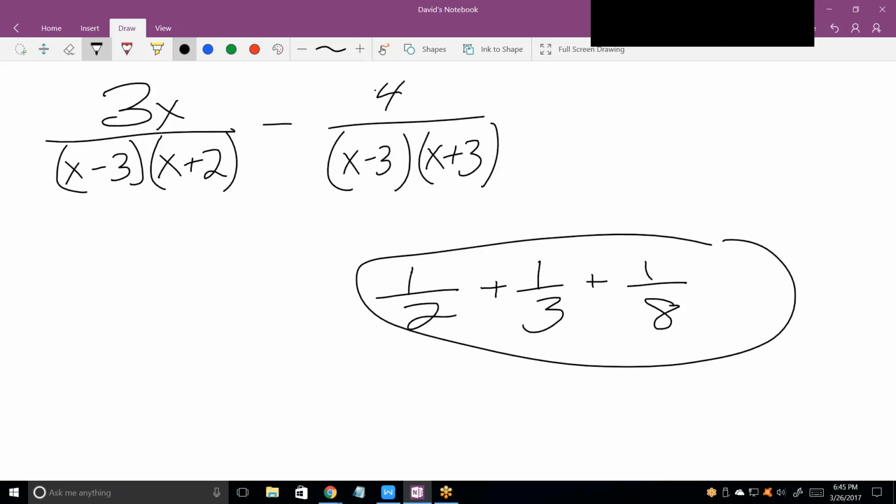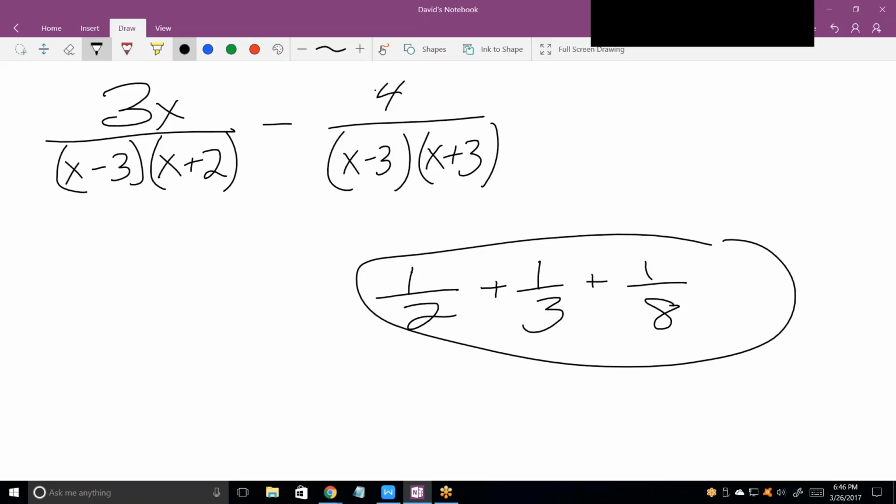It's 24. If I multiplied all three denominators together, I would get 48, which is a common denominator, but it's not the least common denominator. I'm looking for the least common denominator.